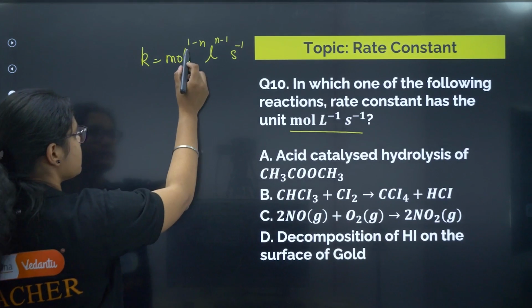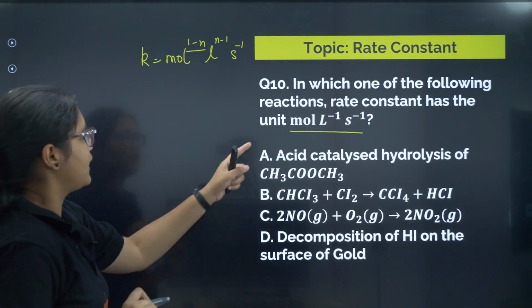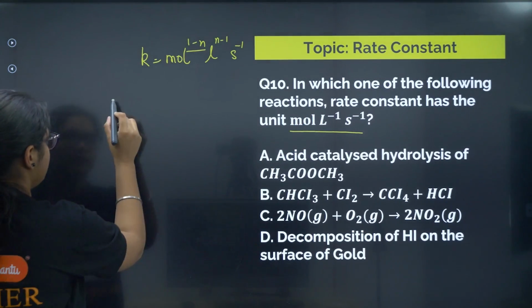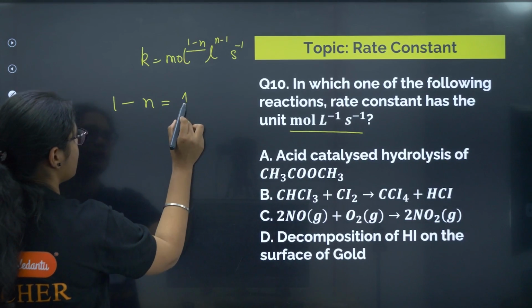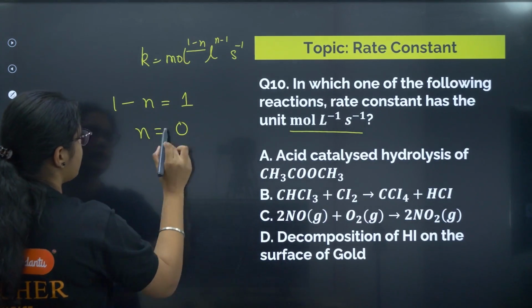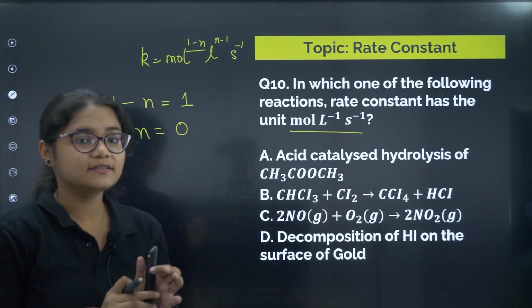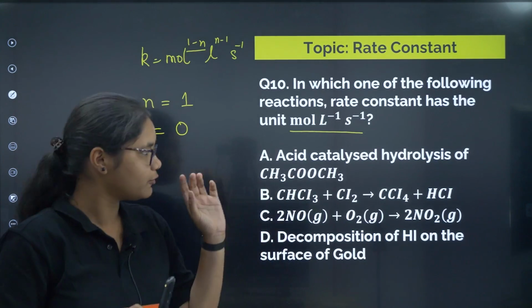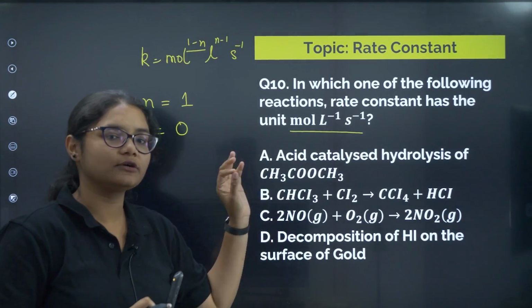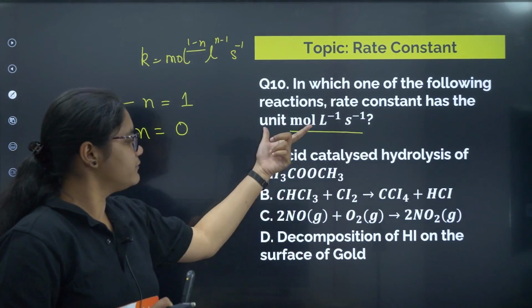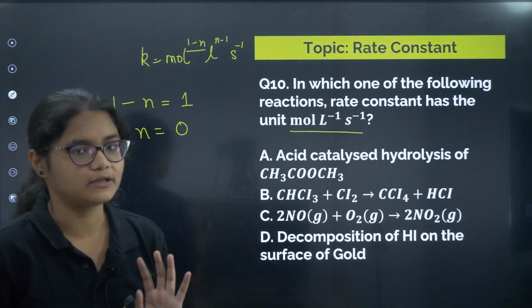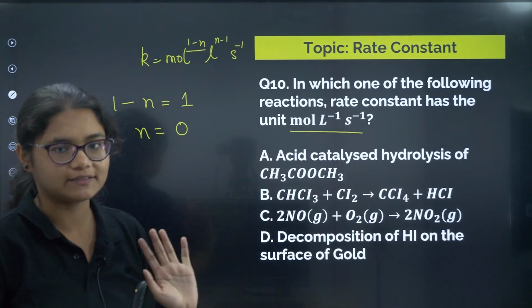So what is the general equation's power of mole? 1 minus n, and here it is 1. So can I write 1 minus n is equal to 1? Then what will be the n value? The n value is 0, so it is a 0th order reaction. This is the first part of the question. The question is directly asking us to find which of the following options is a 0th order reaction, so it is asked in an indirect way.